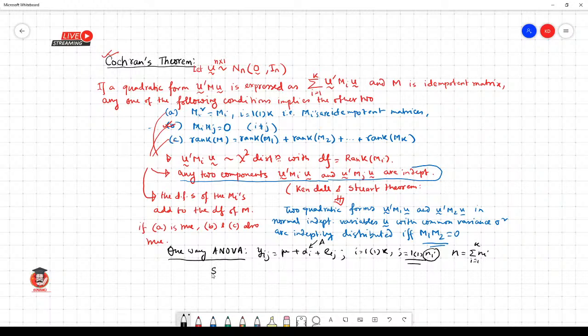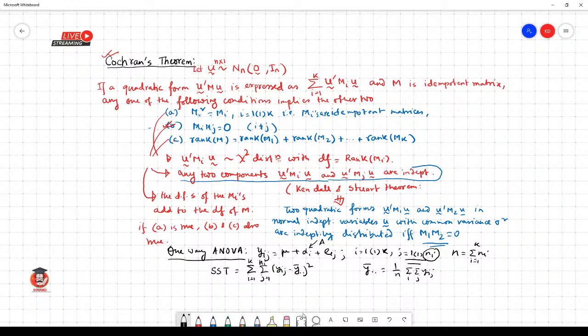So here we know SST, total sum of square, which is equal to sum over i from 1 to k, j from 1 to n_i of (y_ij minus y bar) whole square. y bar is the grand mean. We generally denote it by y bar double dot, which is the average of y_ij, j from 1 to n_i and i from 1 to k.